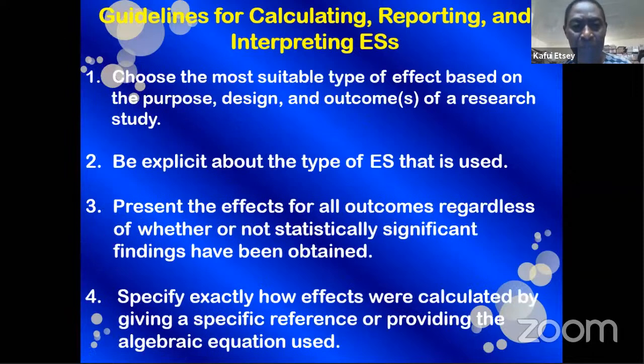Then number three, present the effects for all outcomes regardless of whether or not statistically significant findings have been outlined. Now, when you do the statistical test, whether you reject the null hypothesis or you have failed to reject the null hypothesis, no matter what the statistical significance says, please report effect size. Whether it is small or medium or large, please report the effect size, regardless of whether you have rejected the null hypothesis or you have failed to reject the null hypothesis.